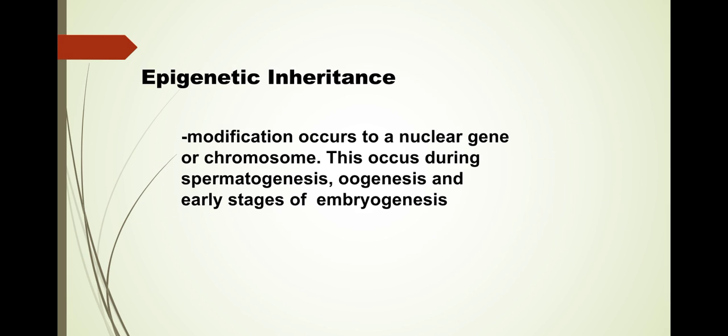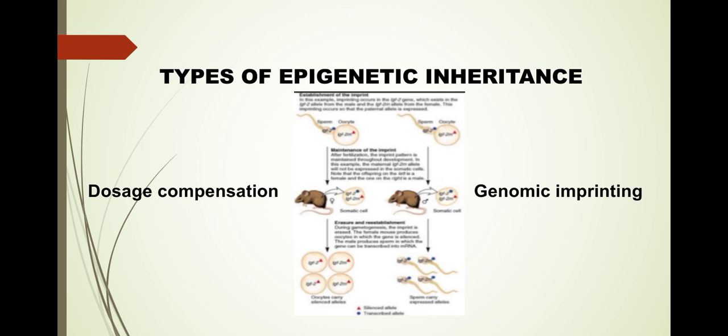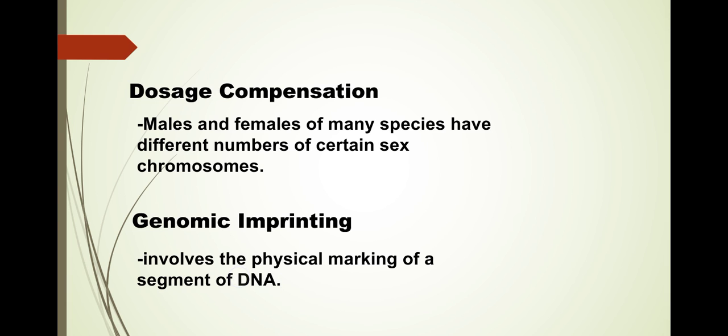Next is epigenetic inheritance. In epigenetic inheritance, modification occurs to a nuclear gene or chromosome. This occurs during spermatogenesis, oogenesis, and early stages of embryogenesis. There are two types of epigenetic inheritance. First, what we call dosage compensation, and the second is genomic imprinting.